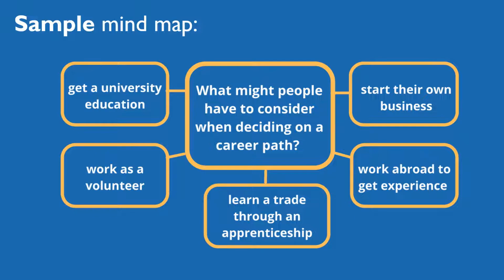So part 3 of the speaking test is a collaborative task in which you look at a mind map like this and talk about a question that's been posed. So you can see the question is in the middle, and then there are 5 prompts to help you.